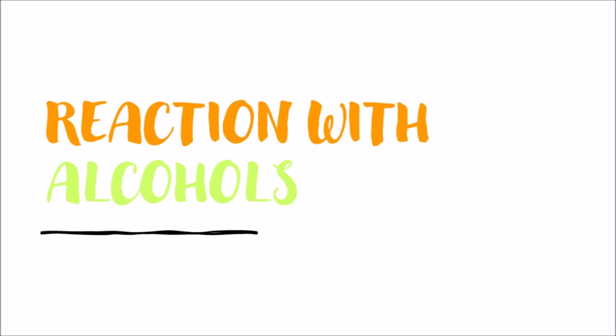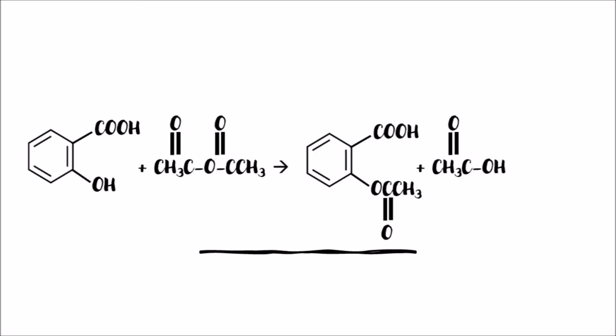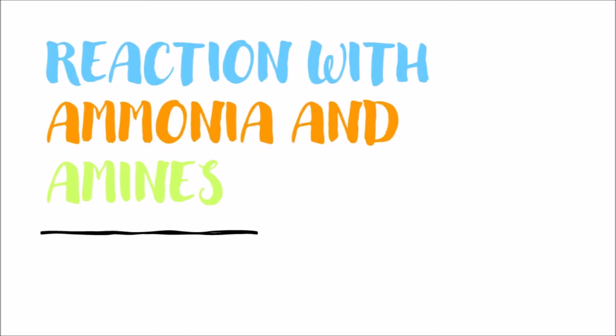Anhydrides react with alcohols to give 1 mole of ester and 1 mole of a carboxylic acid. One example is the reaction of acetic anhydride with ethanol to yield ethyl acetate and acetic acid. For this example, aspirin is synthesized on an industrial scale by the reaction of acetic anhydride with salicylic acid. Anhydrides react with ammonia and with 1 degree and 2 degree amines to form amides.